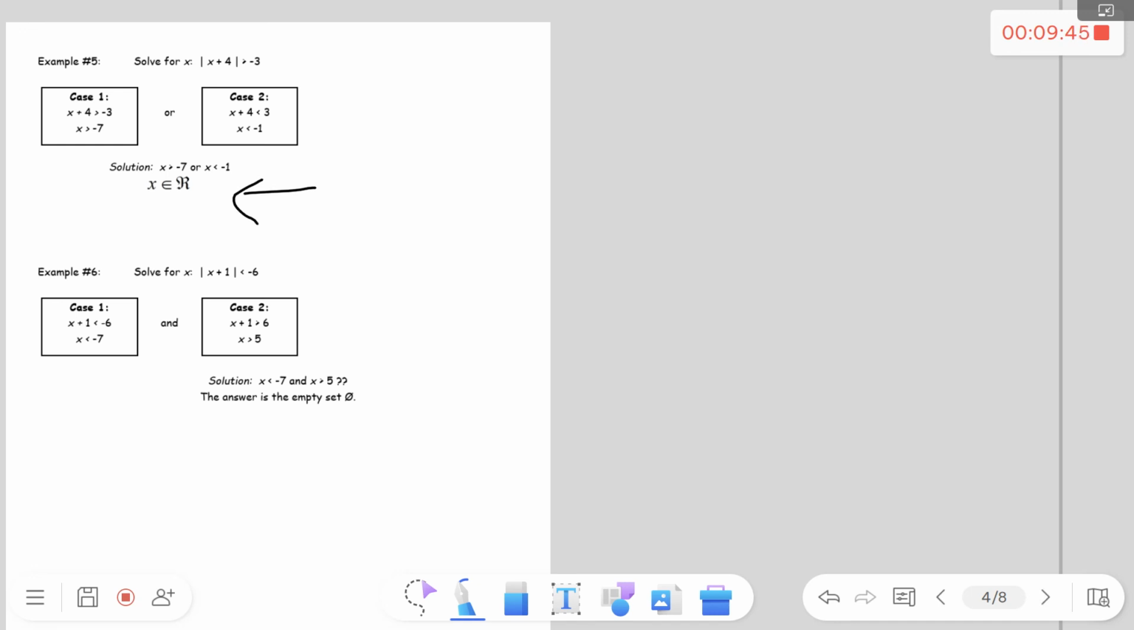You can also have a situation where you have the absolute value of something less than a negative, which we know will fail. There's no numbers that are going to work where x is less than 7 and at this end, x is going to be greater than 5. So that's going to give you the empty set.